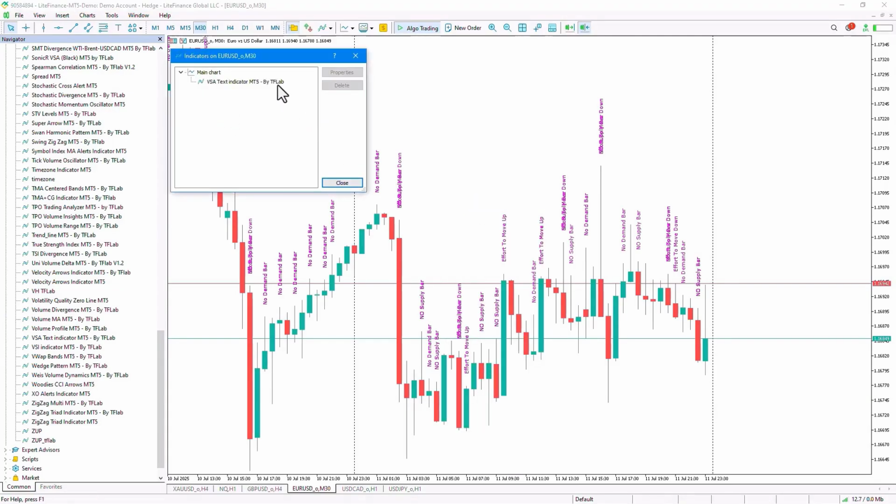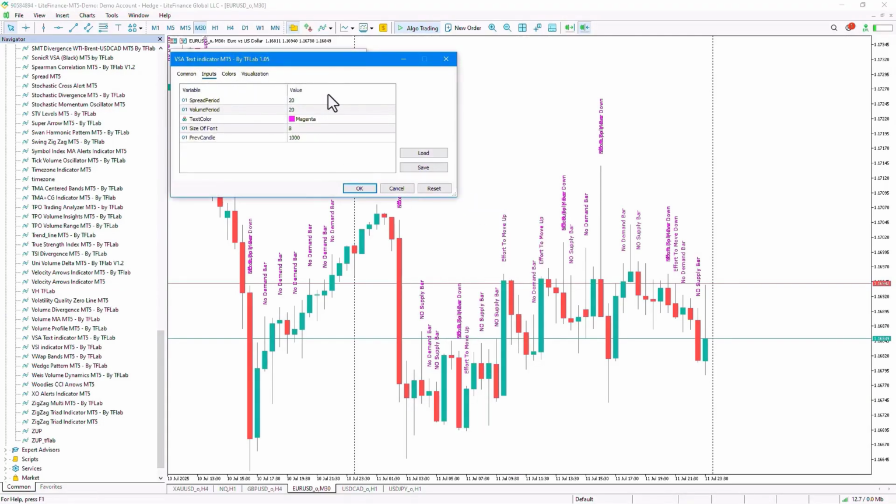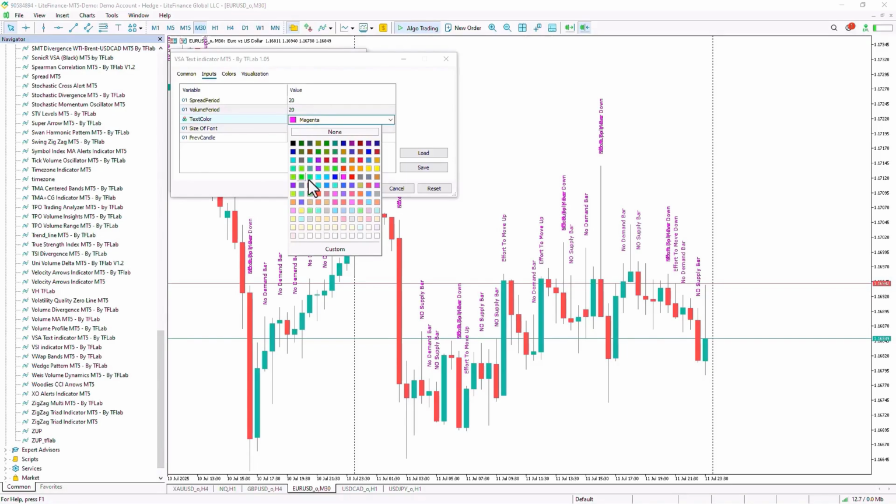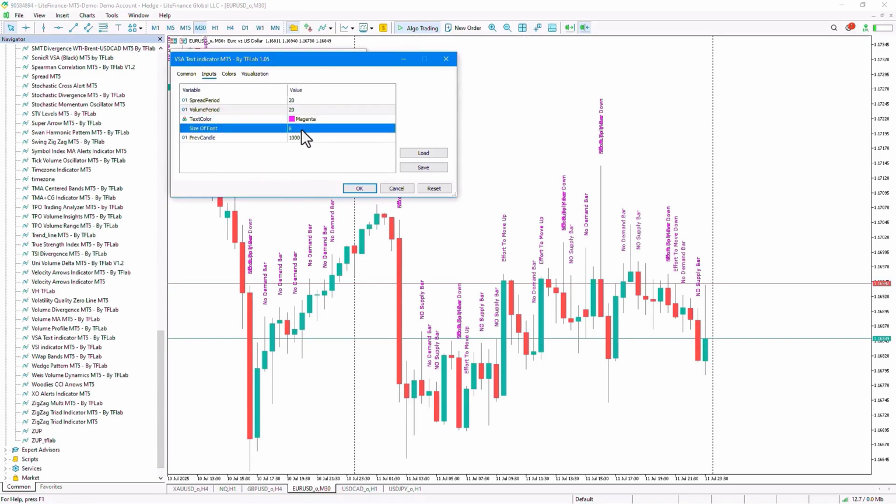In the settings section, under inputs, there are options available for us. In the first section, we can set the number of candles used to calculate the spread. In the next input, we can set the number of candles used to calculate the average trading volume. And finally, we can change the text color to any color we like. We can choose the text size and set the number of candles for which we want the calculations to be performed and displayed on the chart.